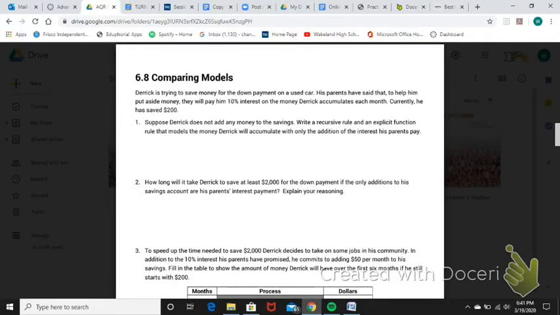Alright, so today we are going to look at the last section in Module 6. This one is 6.8, comparing models. So we couldn't completely abandon Module 6. We had a few more sections. I just cut out all of the unnecessary ones, but this one is pretty important.